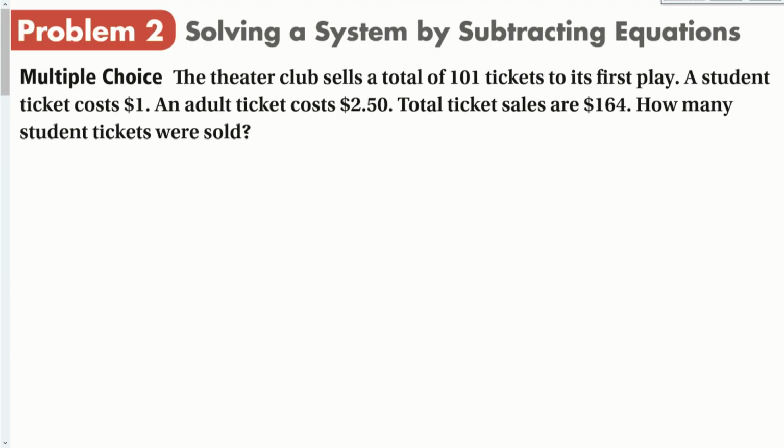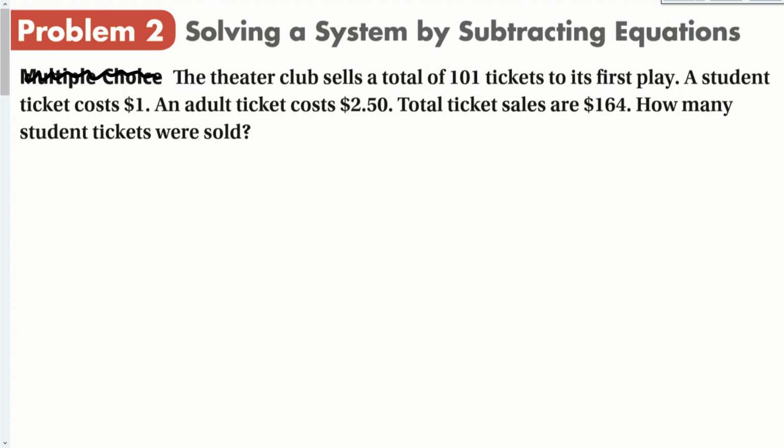Let's try a word problem. Okay? So a theater club, again, I forgot to include the choices there, so it's not multiple choice anymore. The theater club sells a total of 101 tickets to its first play. A student ticket costs $1. An adult ticket costs $2.50. Total ticket sales are $164. How many student tickets were sold?